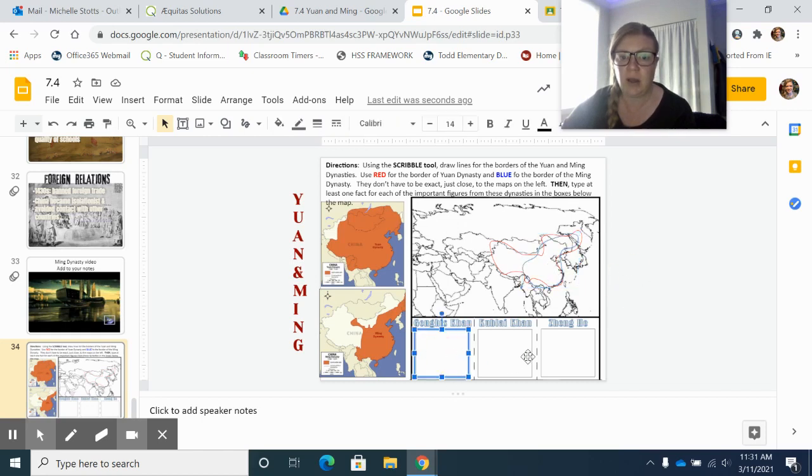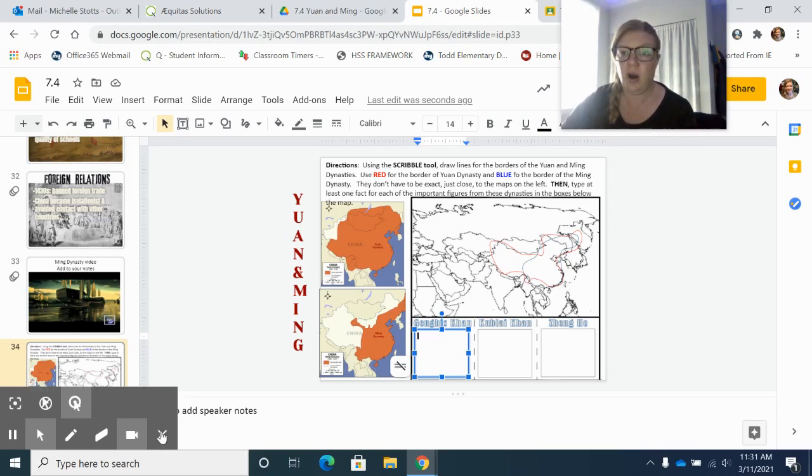And then I'm going to put one fact for Genghis Khan, one fact for Kublai Khan, and one fact for Zheng He. If you double click on these, you could type in them. You're just putting one fact each. No images this week, just one fact each. Who were these people? And then draw the borders. You could see I put the maps here so you could see where to draw your borders. They don't have to be perfect. You just basically need to be able to see the Ming versus the Yuan dynasty and how big they were. And that's it. And we will have assessment review on Friday.